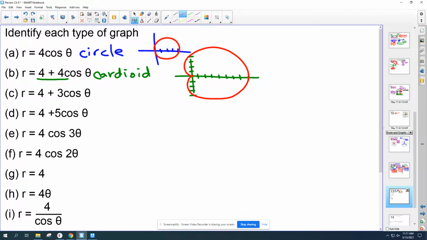Keep in mind, it's circle-ish. 1, 2, 3, 4, 5, 6, 7, 8. Okay, that's a cardioid. Next one. You're looking at how these 2 numbers compare to each other. When this number is smaller, it's called a limaçon.